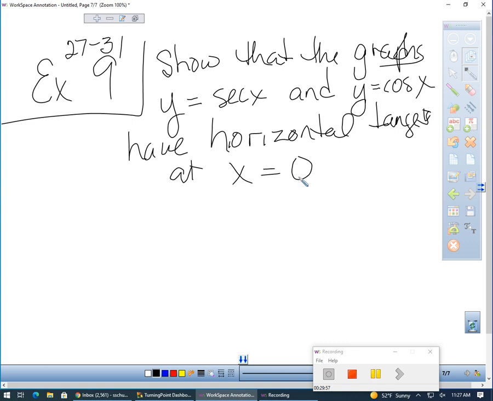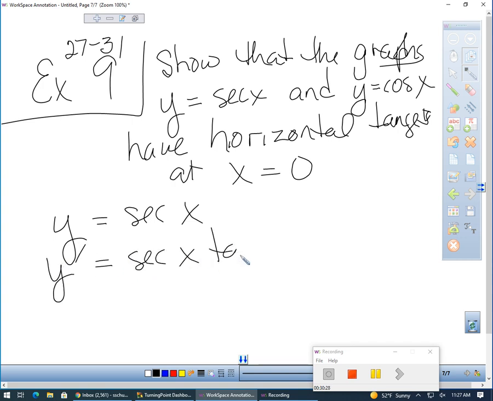A horizontal tangent is a horizontal line, right? It's a constant. That means that our slope at 0 has to be 0. Exactly. All right, so here's what we're going to do. We're going to find the derivative of secant. So we have secant x, and so the derivative is secant x tangent x.